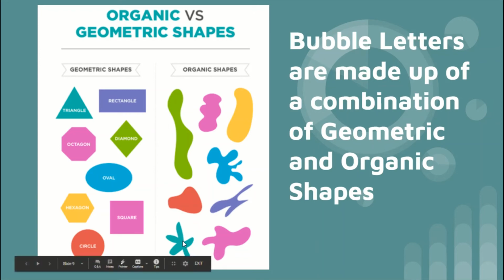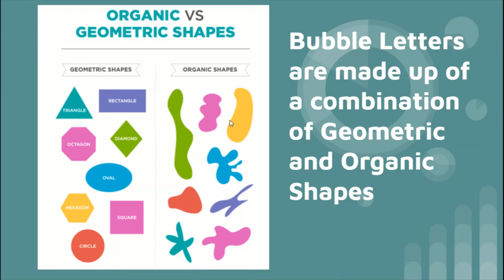So we could call them flower-like shape or wiggly oval, or green bean shape, but they're organic. They don't have a name. Your bubble letters are a combination of geometric and organic shapes.